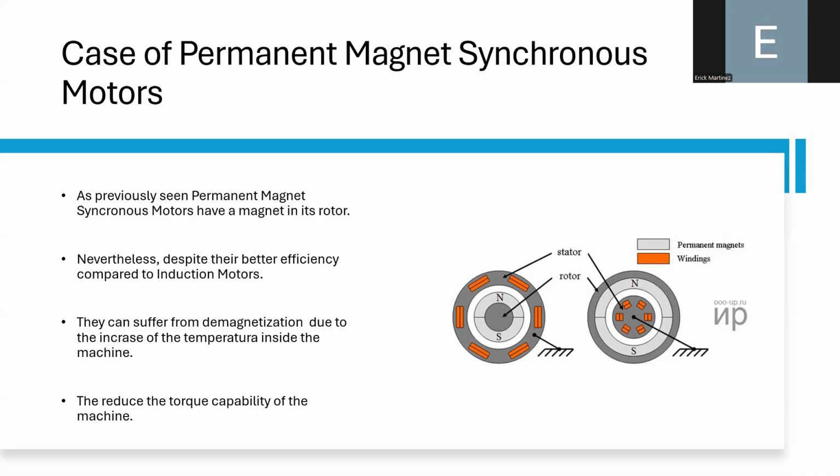Or if you're using an induction motor, you have windings in the rotor and also coils in the stator. And if you increase the temperature too much in the windings and the coils, you can melt the insulation. Okay, so that is another concern that we need to take into account.